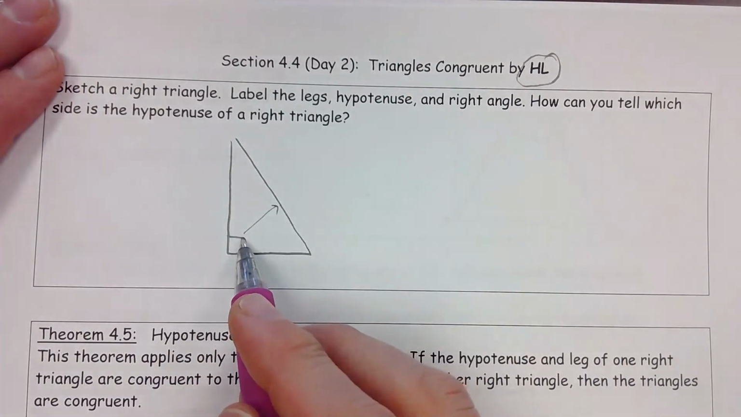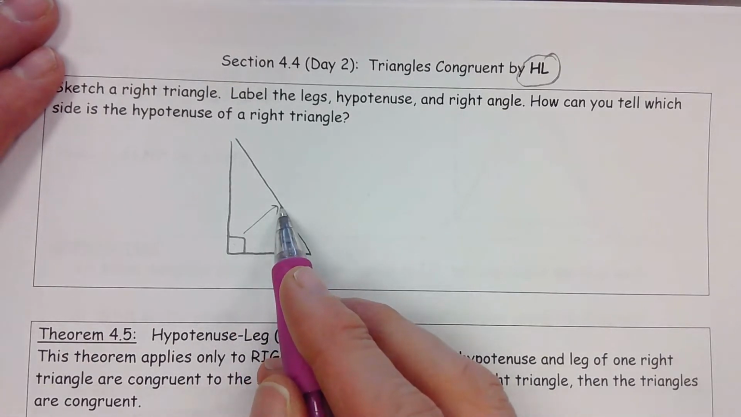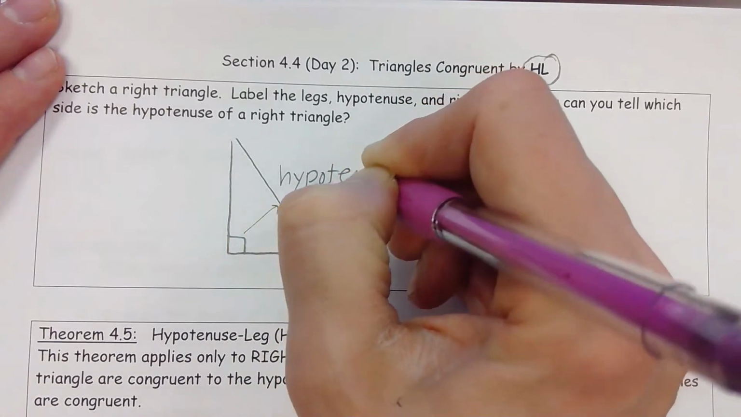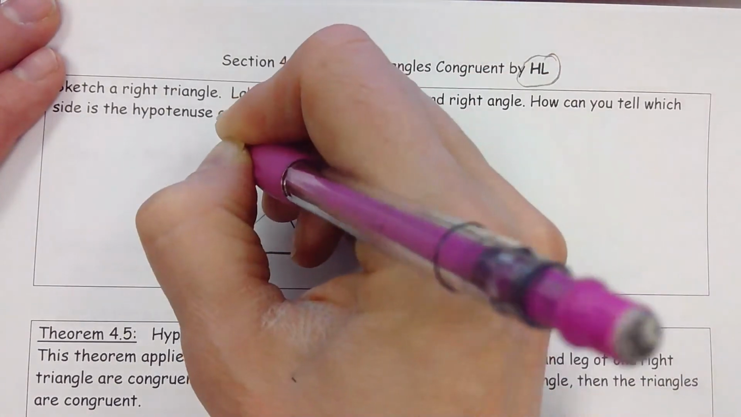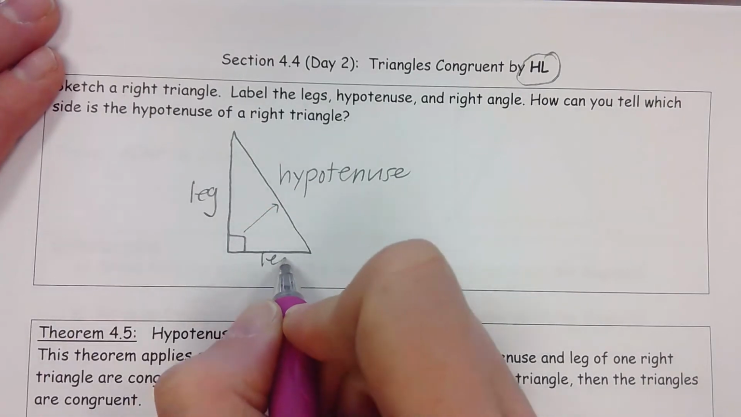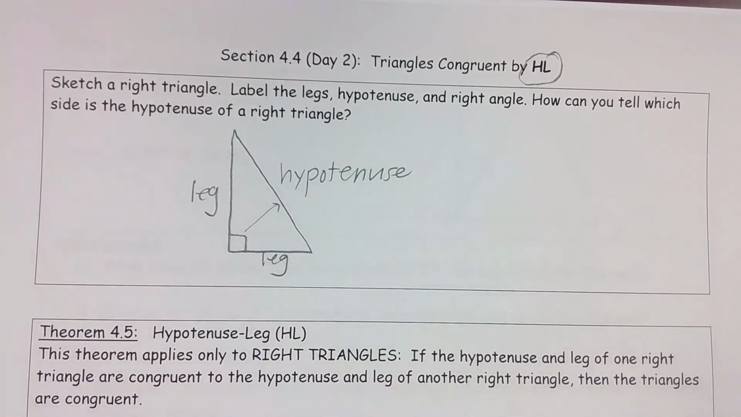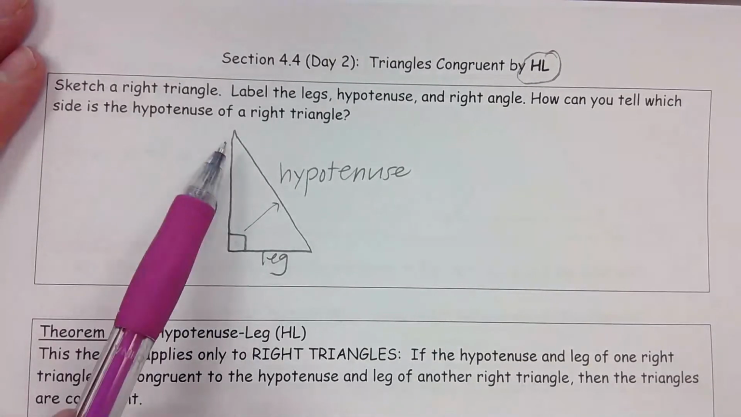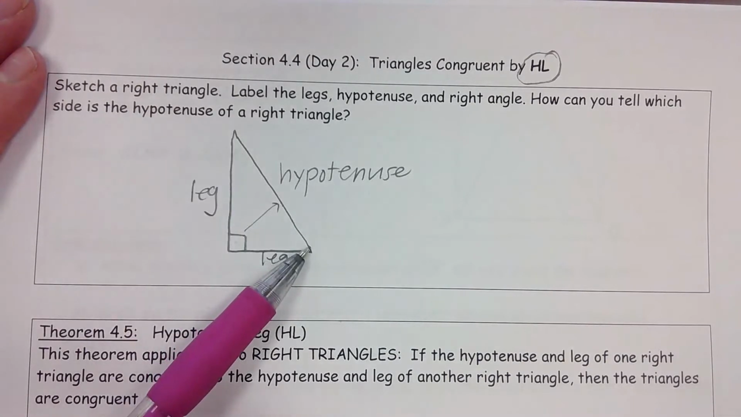If you go from your right angle, just draw a little arrow across your triangle. It's called the hypotenuse. These two other sides are leg and leg. So in order to use hypotenuse leg, or HL, you are able to identify it, it has to be one of the congruent sides on your triangle.